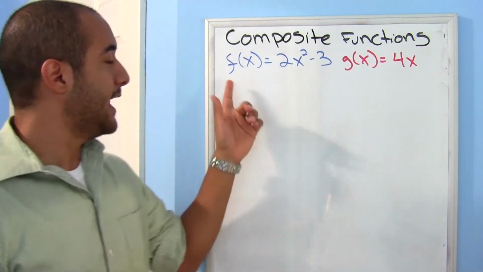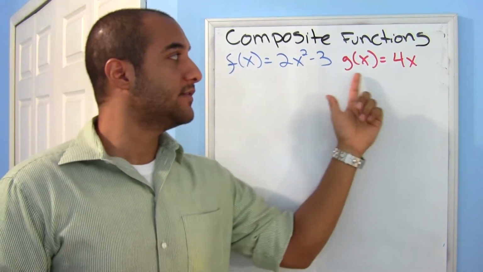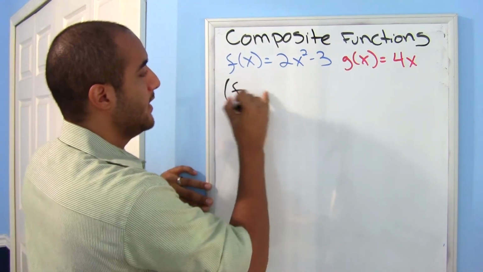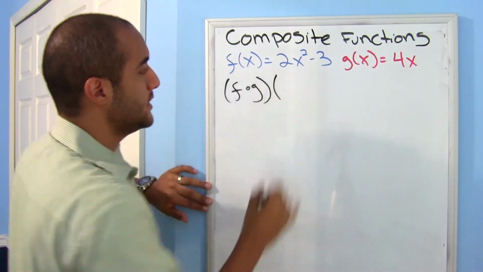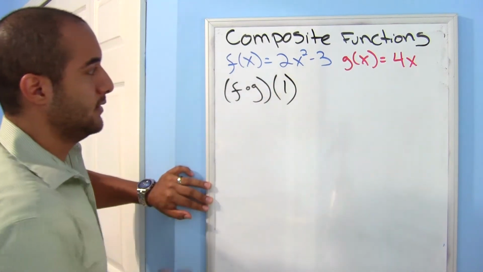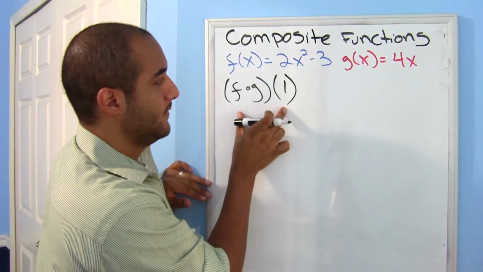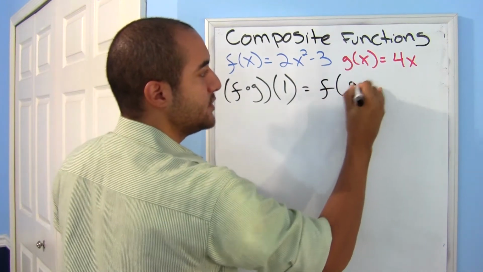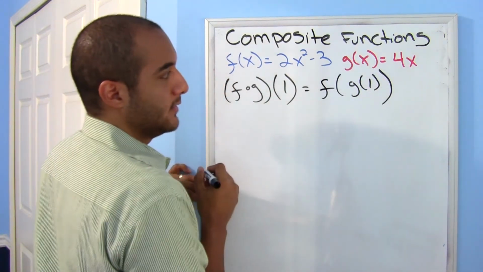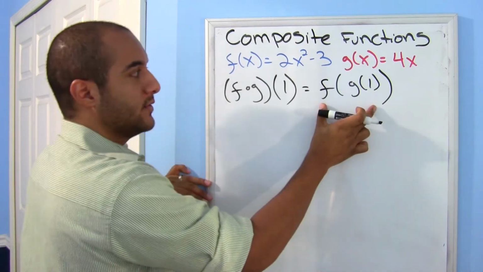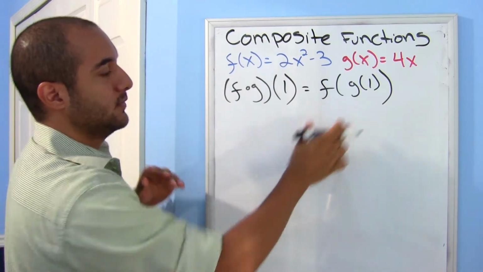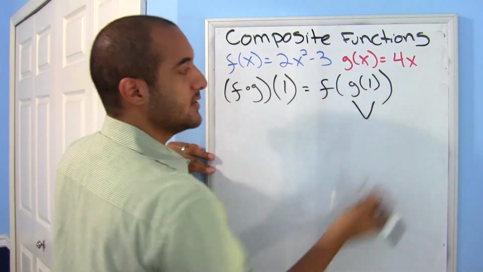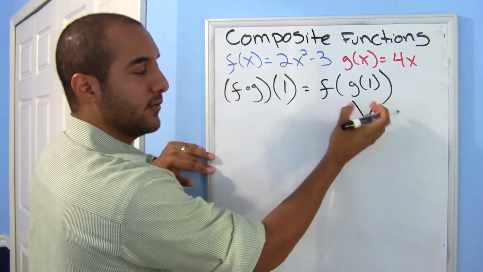Alright, here I'm giving you that f of x is equal to 2x squared minus 3 and g of x is equal to 4x. So here, the first one I want to find is f composed of g, and I want to find that when x is 1. So this means that I have f of g of 1. Okay, that's what I'm trying to find. Now, there's 2 ways to do it. Whatever you choose is up to you. What you can do is actually find out how much this is first. G of 1. You want to find out what's on the inside first.